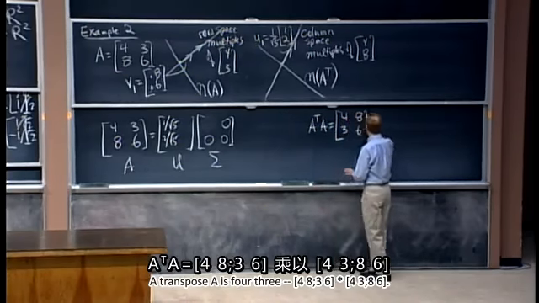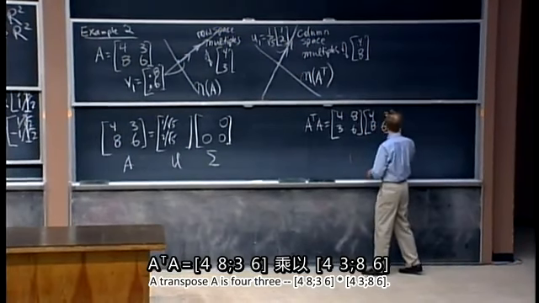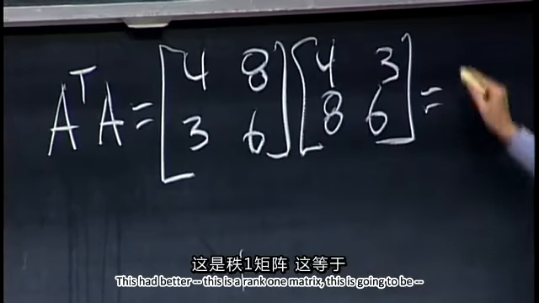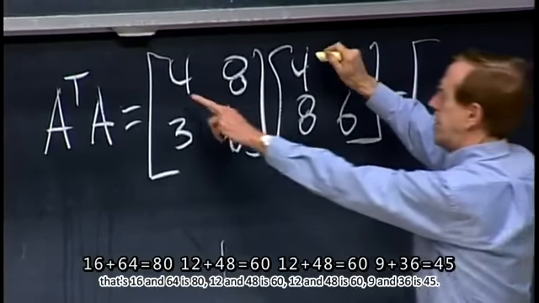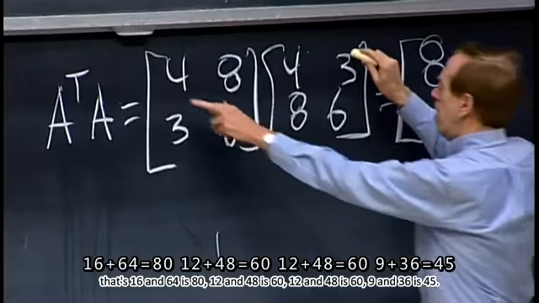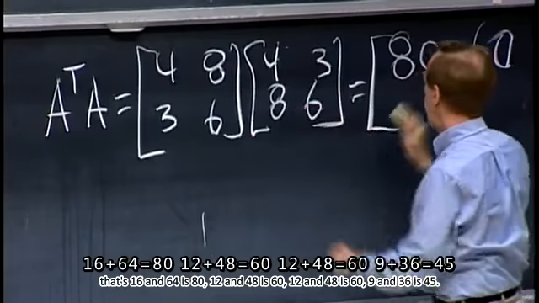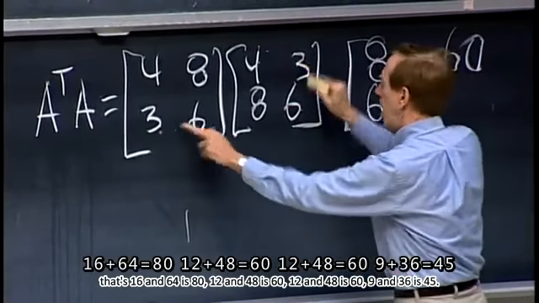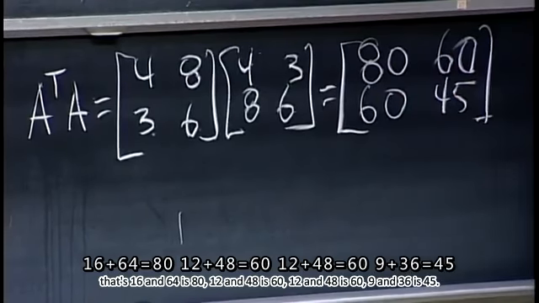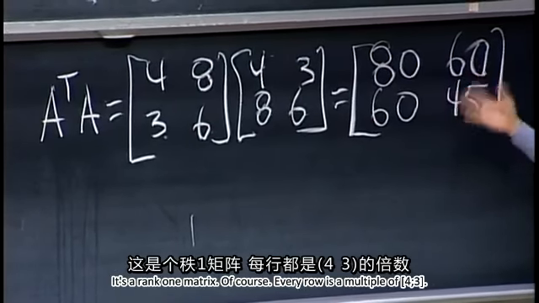A transpose A is 4, 3, 8, 6 times 4, 3, 8, 6. This is a rank 1 matrix, the whole thing will have rank 1. That's 16 and 64 is 80. 12 and 48 is 60. 12 and 48 is 60. 9 and 36 is 45. Okay. It's a rank 1 matrix. Of course. Every row is a multiple of 4, 3.